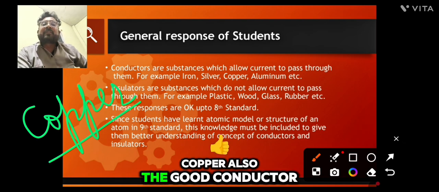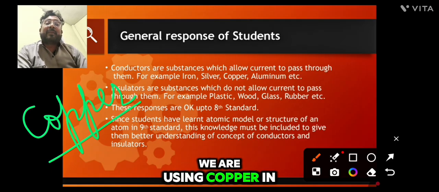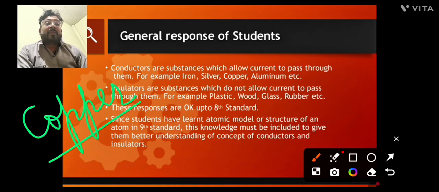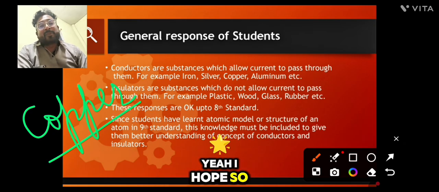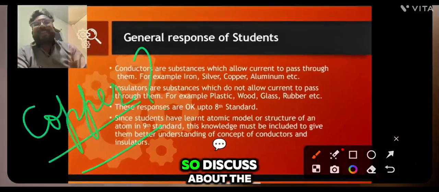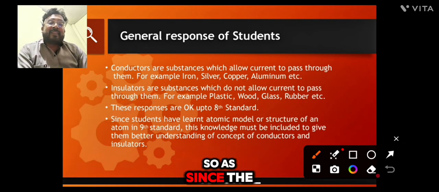So that is why we are using another one, that we can call copper or aluminium. Copper is also a good conductor of electricity. So instead of silver, we are using copper in our home. So copper wire, have you seen the copper? Yeah, I hope so. You all have seen the copper in your home. So we'll discuss the copper also. Now let us come to the next.